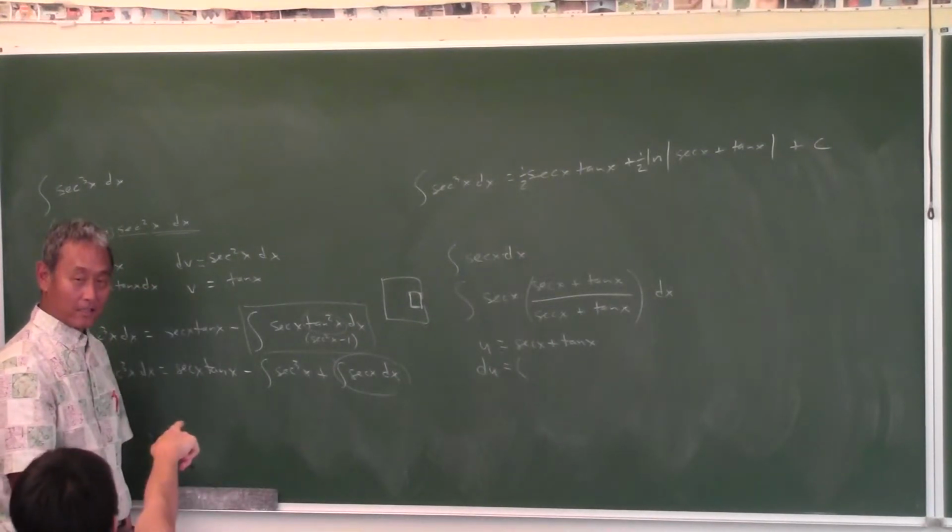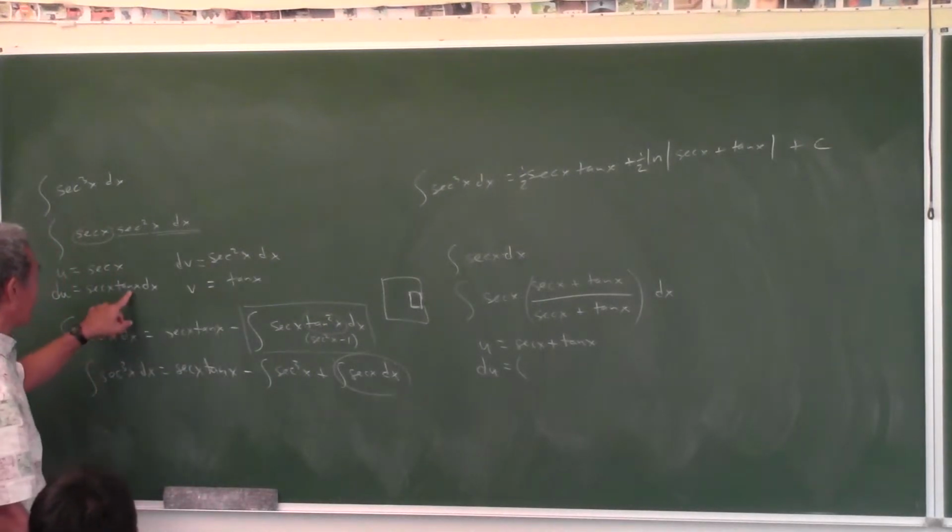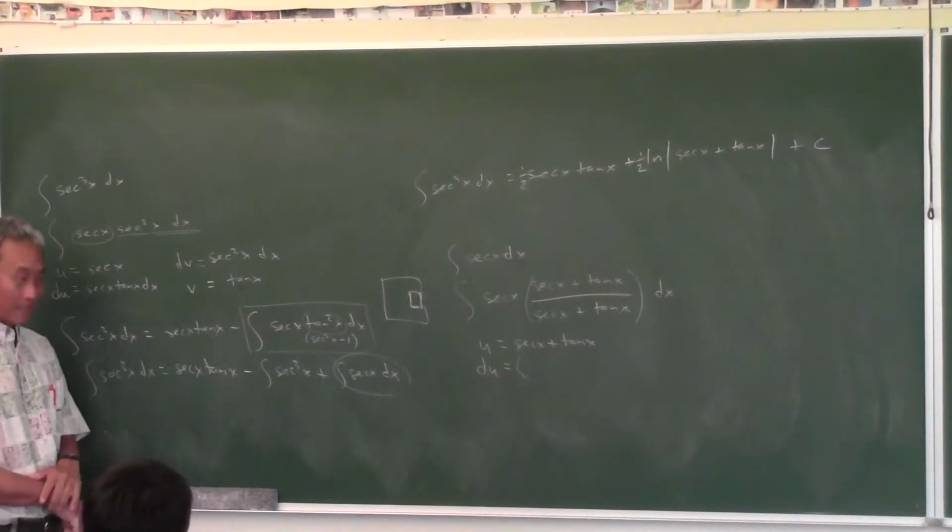Why is it tangent squared x instead of tan x? Because tangent times tangent is tangent squared. Oh, smart.